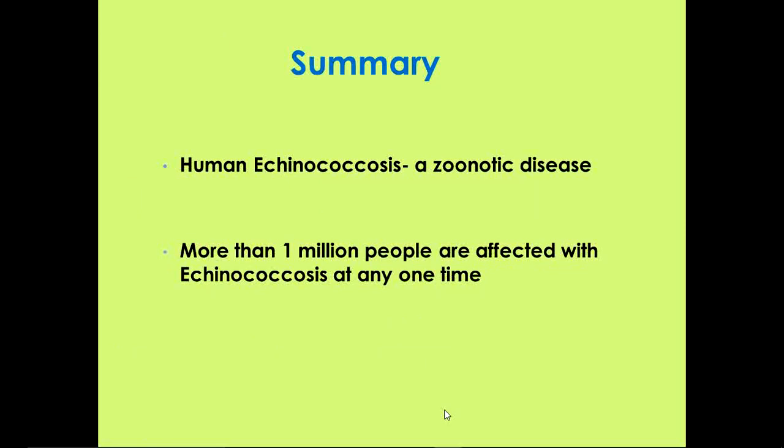So Echinococcosis is a zoonotic disease. What do you mean by zoonotic disease? It is a disease that is transmitted to humans from animals. And please remember, humans are the accidental dead end hosts. The definitive host involves carnivores, and then we have intermediate hosts, which are the herbivores.